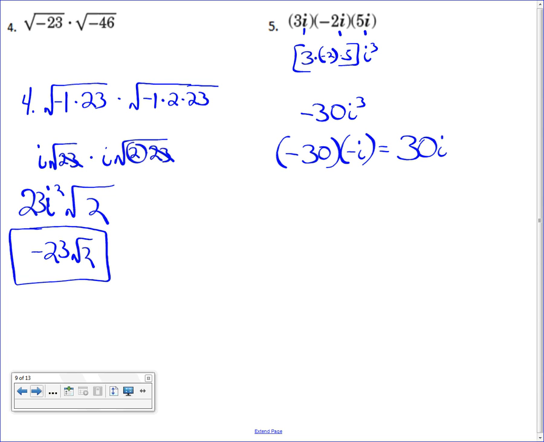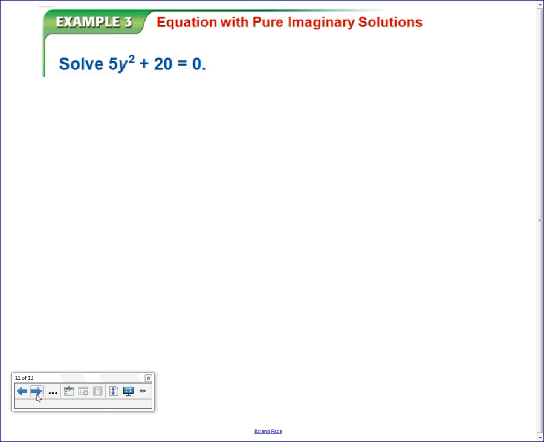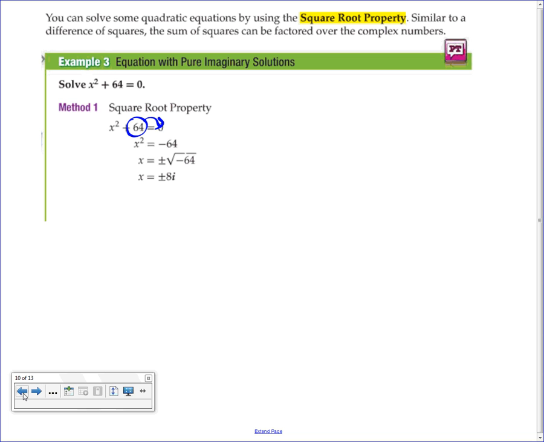Now we're going to solve these equations with pure imaginary solutions using what we call the square root property. Instead of getting 0 on one side, we want to move this number over to the other side like they've done here, and then take the square root of both sides. An important part, though, when you're doing square roots, remember, you need to take into consideration both the positive and the negative square root.